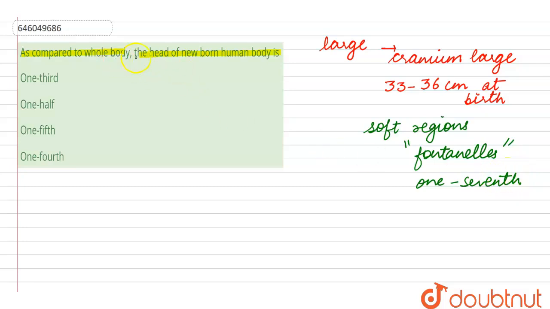But here we need to find out the head of a newborn baby. That will be approximate 1/4 of the total body length. So here we can mark option number 4 as a right answer for this question. So let's mark this as the correct answer, whereas the other options which are given here can be marked as the wrong ones because they are not the right answers.